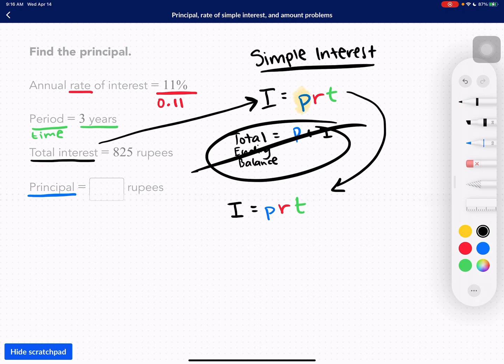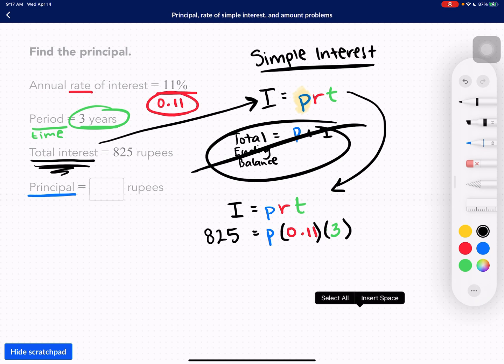Okay? I need to try to find the principal. I don't know it yet, but I do know the interest is $825. I don't know the principal, so I'll leave that as a variable P. I know my rate is 0.11. And then my time is 3 years. So now we have an equation that we can solve. This looks a little weird. It looks like it's 0 times 11 times 3. So I recommend putting parentheses. So now you see, oh, it's 0.11 times 3. So be very careful with your work there.